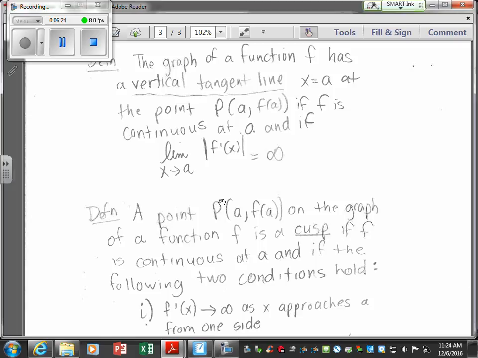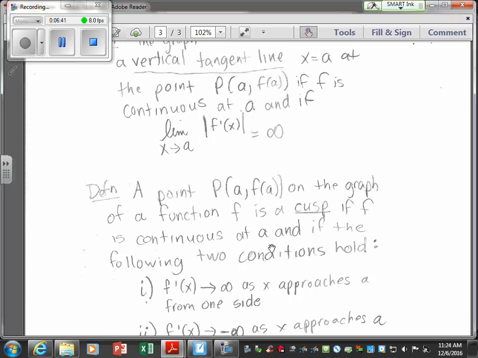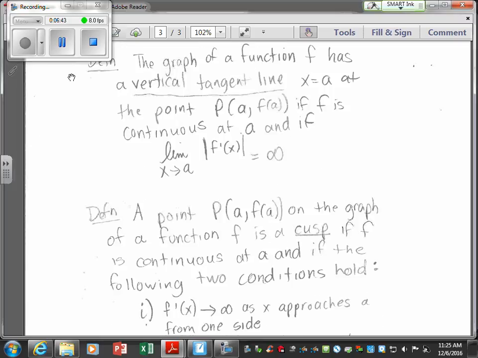And then we'll also have the definition down here of when we have a cusp, and that says if the first derivative approaches infinity as x approaches it from one side, and then you get negative infinity as it approaches from the other side. So I'll give you a few minutes to write these definitions down.